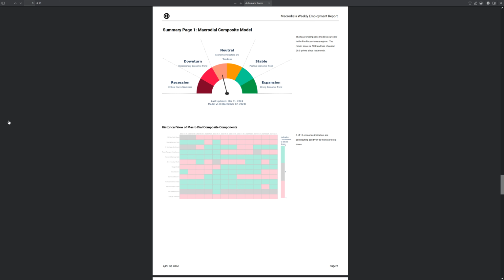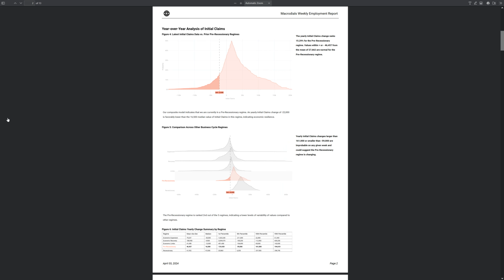This segmented approach is beneficial because it illustrates how specific employment datasets can display distinct characteristics depending on the economic environment. By comparing the latest employment data releases to past releases during similar business cycle regimes, investors can better identify potential shifts in the economic landscape.